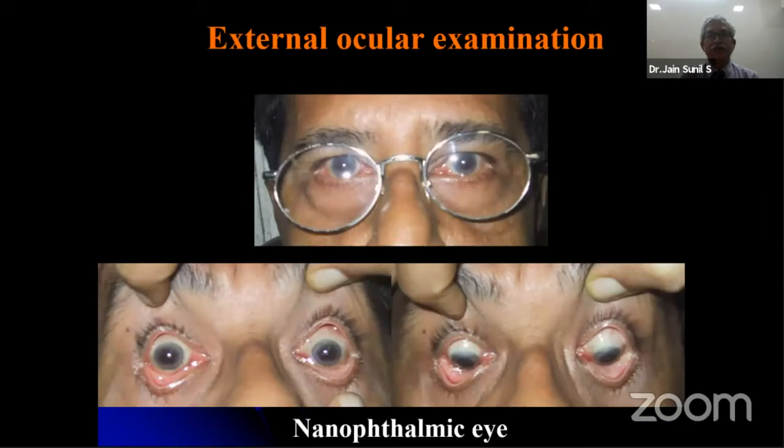External ocular examination also is important. This is a patient of nanophthalmos, and as you can see, this is a small eye in a normal orbit. Because the eye is small, obviously the axial length is small, and these patients are hyperopic. But these patients have a normal lens. So the lens is the main thing which is occupying the volume in the eye, and that's how the patient presents with angle closure glaucoma.